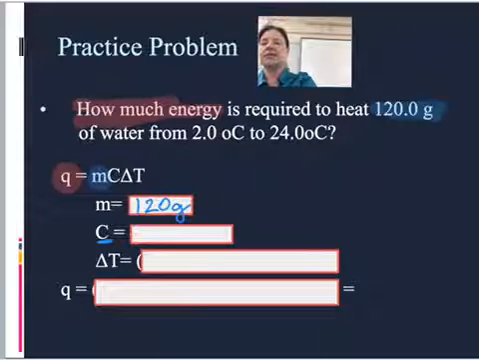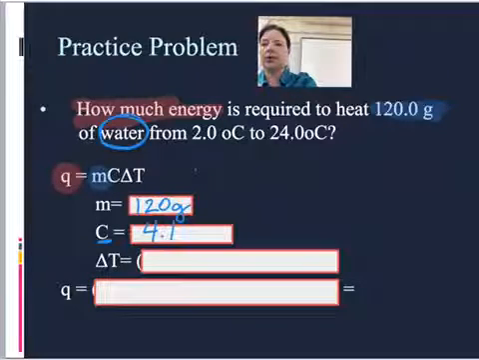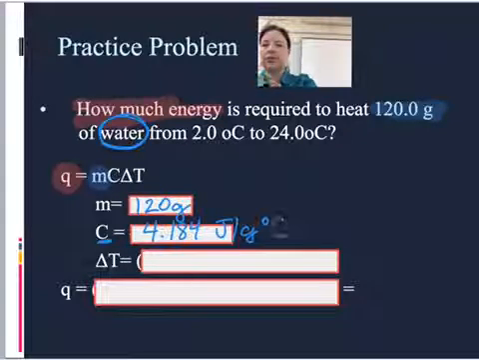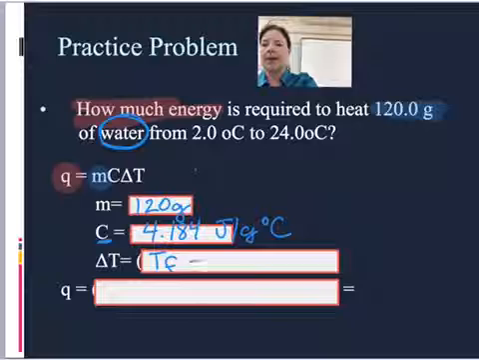So remember, it says how much energy is required to heat water. So that means we're going to be looking at the specific heat of water, and the specific heat of water is 4.184 joules per gram degrees Celsius. Then we're going to calculate our delta T. Delta T is calculated by taking our final temperature minus our initial temperature.